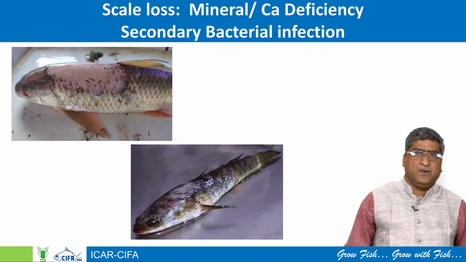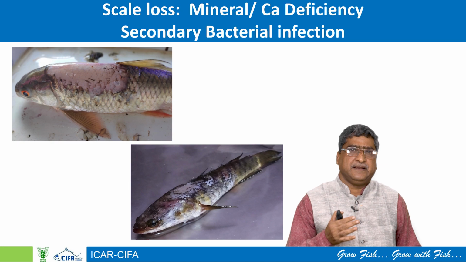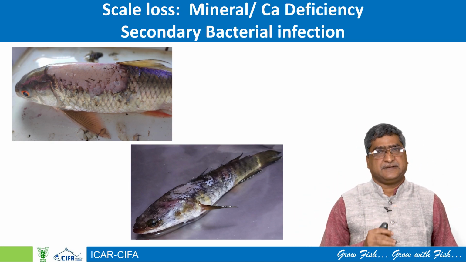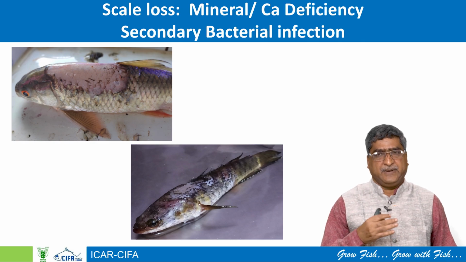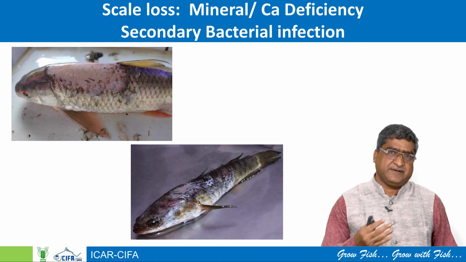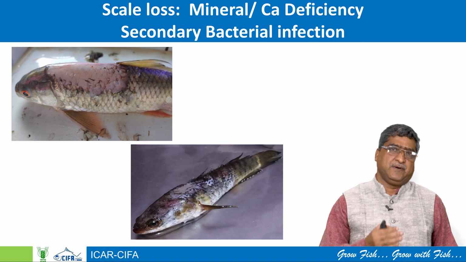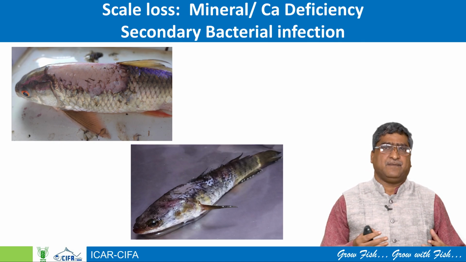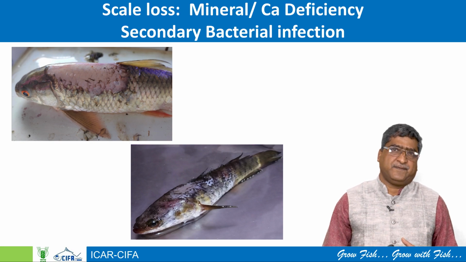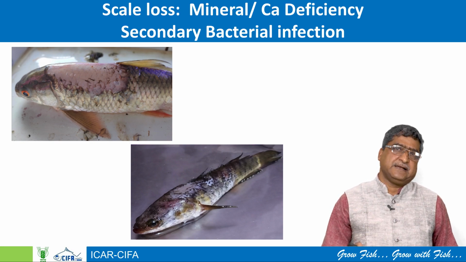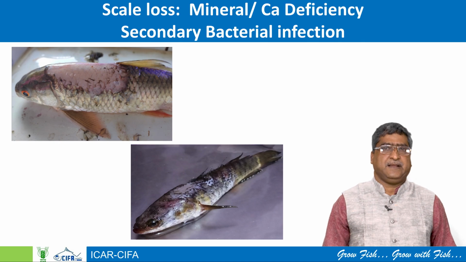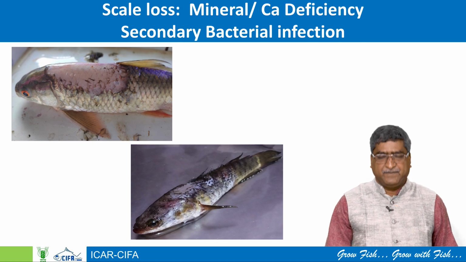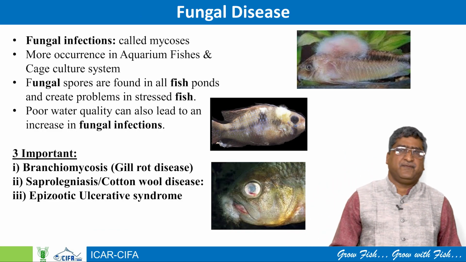Then we have the secondary bacterial infection that happens, which we call scale loss. Scale loss is usually due to mineral deficiency, a calcium deficiency. So the scales become very loose on the body surface and are sloughed off. But in that case, the secondary bacteria which are there in the water environment attack the fish, and the fish usually die. Now we'll discuss some of the fungal diseases.